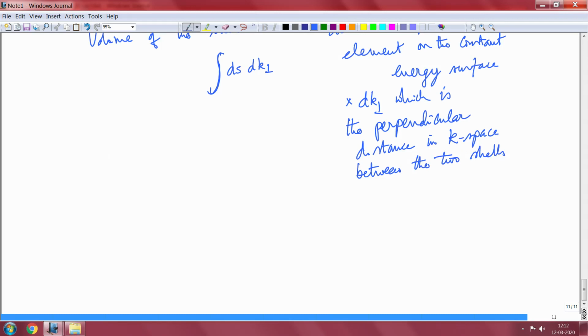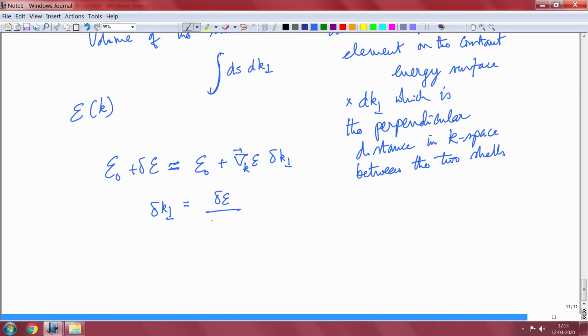Okay, so for this, we can think of E naught. E is a function of k, so I can write down E naught plus delta E is equal to E naught plus grad k E times delta k. This is just a Taylor series expansion in 3 dimensions to first order. Or in other words, I can say that delta k perpendicular is equal to delta E divided by grad k E.